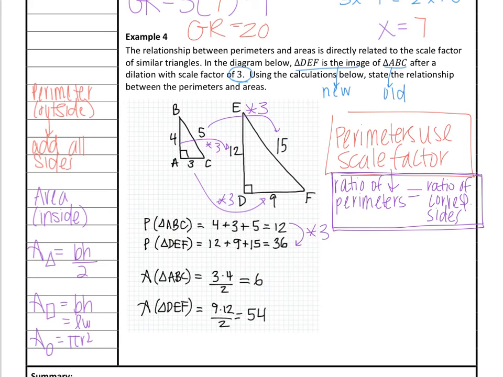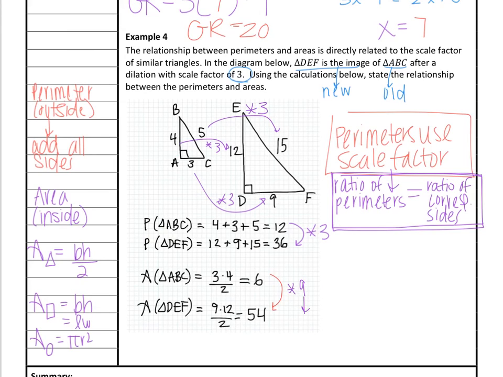Area, we said base times height, 3 times 4, divided by 2 to get 6. And same thing for triangle DEF, 9 times 12 divided by 2 to give us 54. Now we're thinking, how do we get from 6 to 54? It's clearly not just times 3. Right? 6 times 3 gives you 18. That's not 54. But 6 times something gives us 54. Hopefully you're doing a little bit of math in your head or on your calculator to find out that it's 9. 6 times 9 gives you 54.